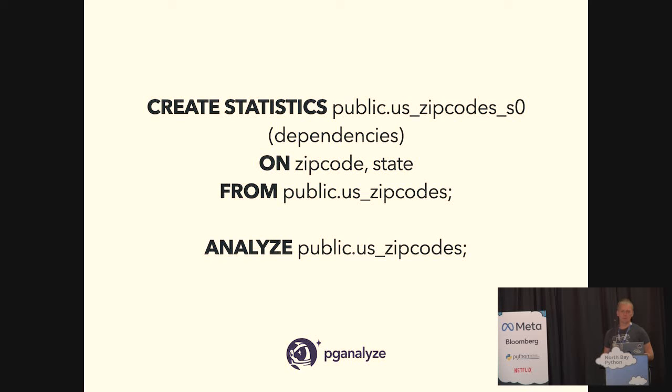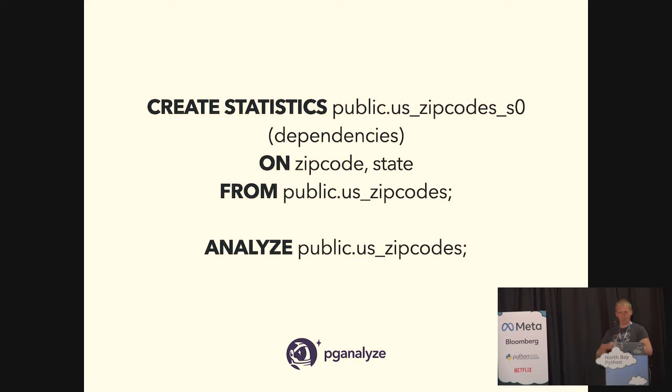A better example would be if you look at US zip codes. Most zip codes, I looked this up earlier, it's like only 41 zip codes go across state lines. All the other zip codes are essentially always in one state. And so that means you have a very high functional dependency or correlation between a zip code and a state. And so if you had a table of US zip codes, you could create the dependency statistics on zip code and state.